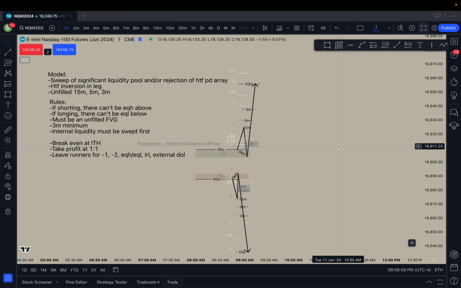It must be an unfilled fair value gap. I'm talking about the targets. It can't be a 5-minute or 15-minute fair value gap that we already traded to and then rejected. It has to be unfilled. It has to be unmitigated.